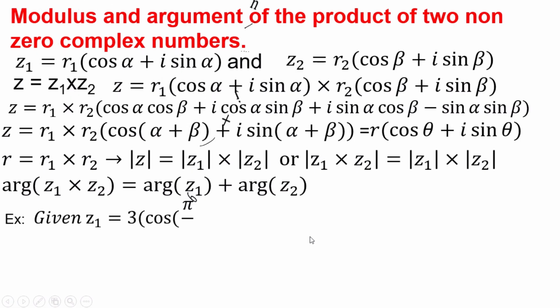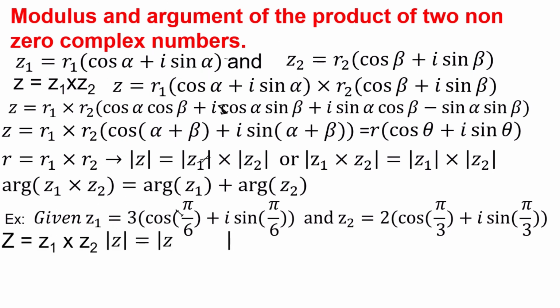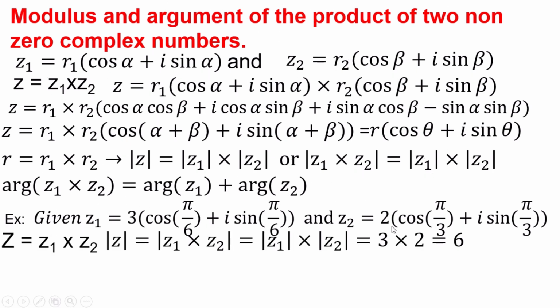For example, if z1 equals 3 (cosine pi by 6 plus i sin pi by 6), and z2 equals 2 (cosine pi by 3 plus i sin pi by 3), and z equals z1 times z2, modulus of z is modulus of z1 times modulus of z2, 3 times 2 equals 6, and argument of z equals argument of z1 plus argument of z2. This is pi by 6 plus pi by 3 mod 2 pi equals pi by 2 mod 2 pi.